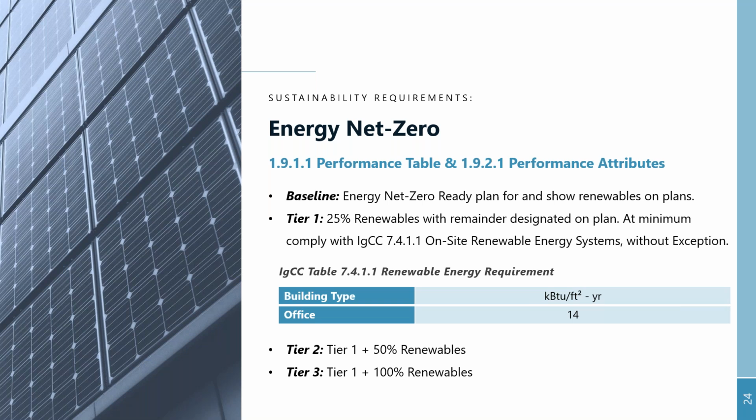When we move to tier 1, it's 25% of renewables on site, but there's also this requirement from the International Green Construction Code that you're meeting the minimum thresholds from the tables in IGCC, which for an office building would be 14 kBtu per square foot per year. When we move to the next threshold, tier 2, it's 50% renewables, tier 3, 100%.